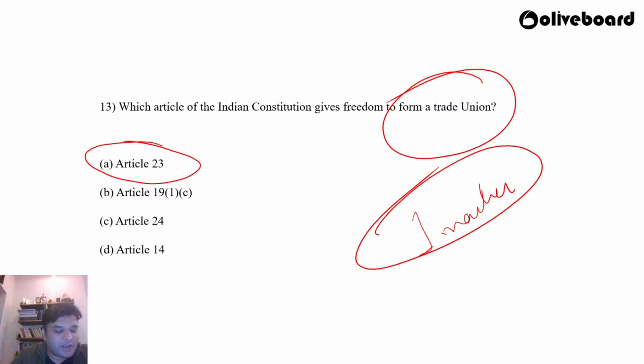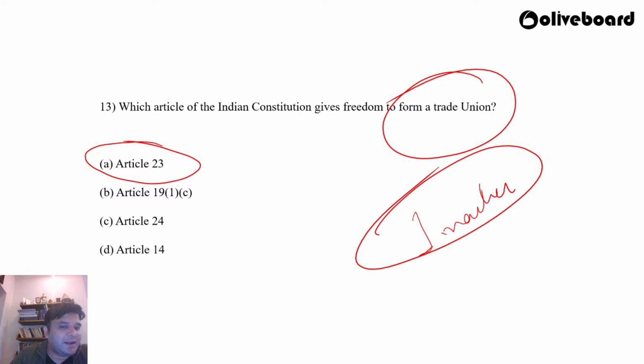10 seconds to go. Varnika feels the answer is section 14. That is article 14, Varnika. When you speak about the constitution, you don't say section. You talk about the articles. Parshuram feels the answer is A, Article 23. So which article of the Indian Constitution gives the freedom to form a trade union?